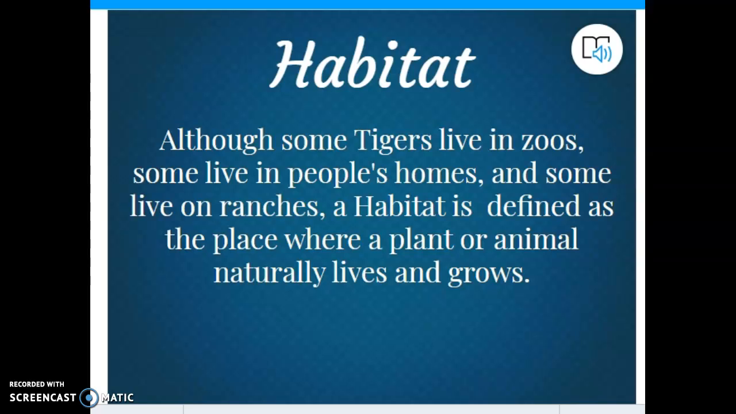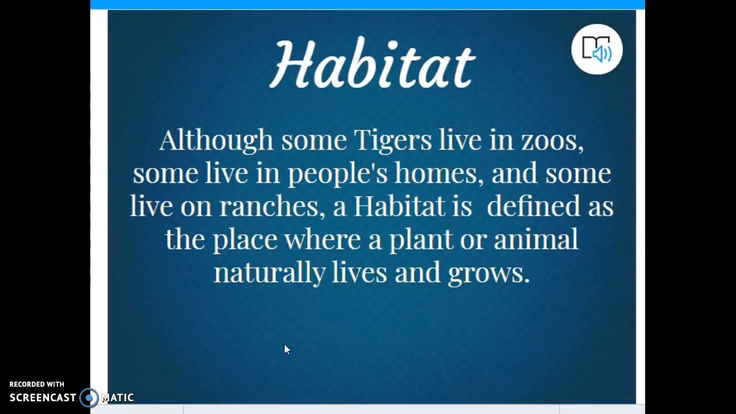Habitat. Although there are some tigers that live in zoos, there are some tigers, as you saw with Jonas in the video, that live in people's houses. There are tigers that live on ranches, outdoors in cages. That's not a natural habitat. Habitat is defined as the place where a plant or an animal, this is the key fact, naturally lives and grows.